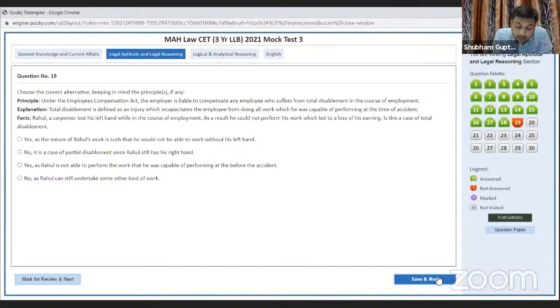Rahul, a carpenter, lost his hand while in the course of employment. As a result, he could not perform his work, which led to loss of his earning. In this case, is this a case of total disablement? So because he was not able to perform his work, it is a case. So let's read. So two no's I can cancel. So let's read yes. Yes, as the nature of the work is such that he would not be able to work without his left hand. As Rahul is not able to perform the work that he was capable of performing before the accident. So I will go with C.